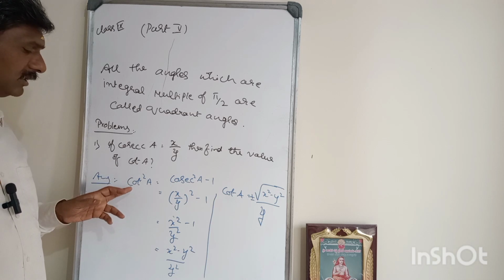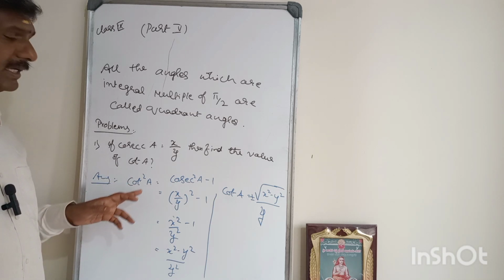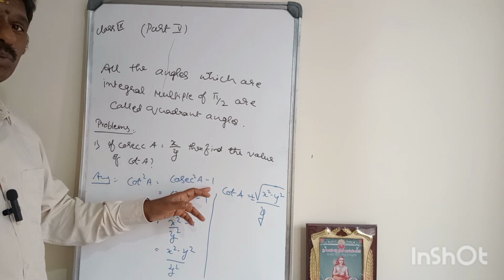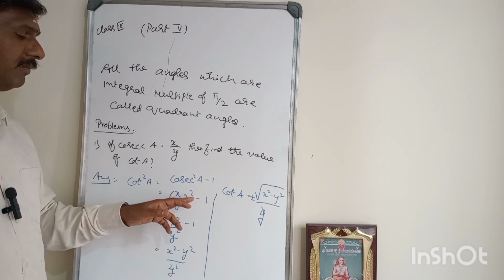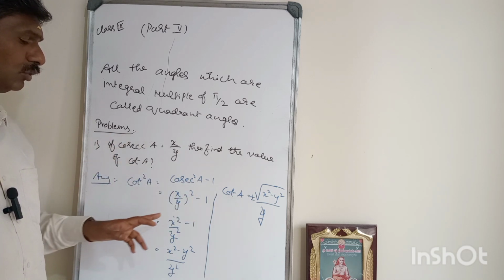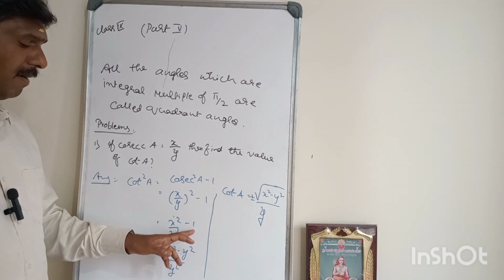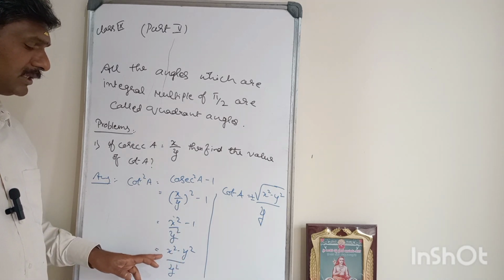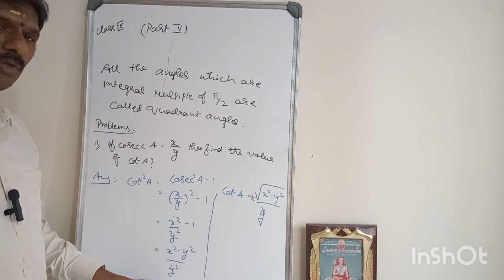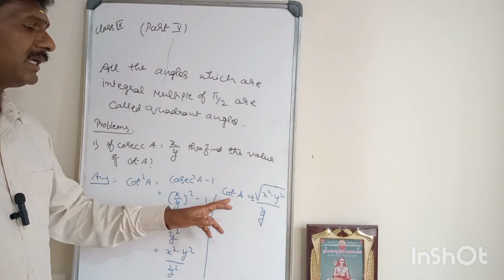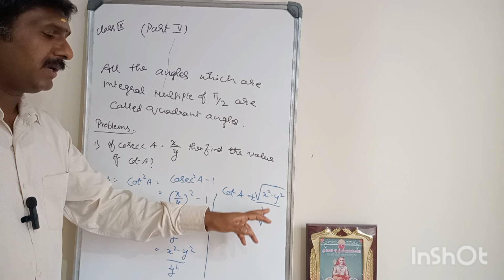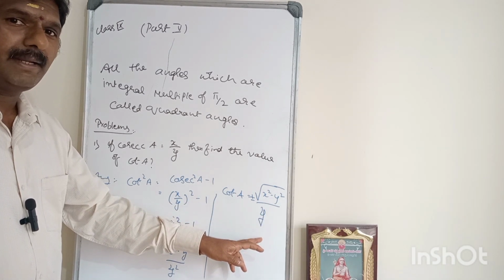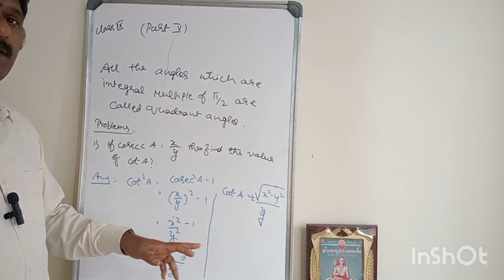We know that cot square A is equal to cosecant square A minus 1. Therefore, x by y whole square minus 1 that is equal to x square by y square minus 1 that is equal to x square minus y square by y square. Therefore, cot A is equal to plus or minus root x square minus y square by y. Once again I will explain in Kannada.